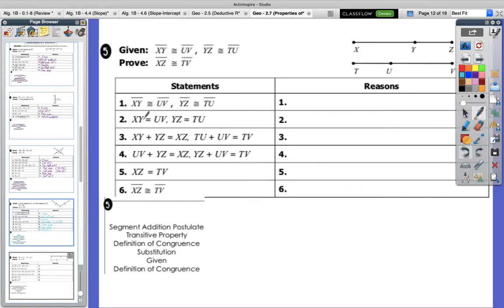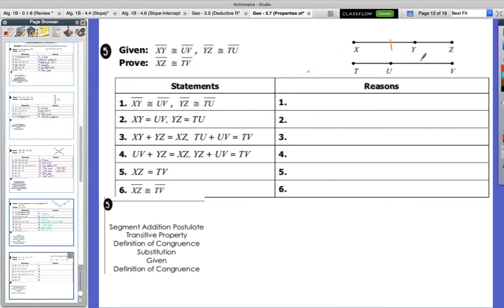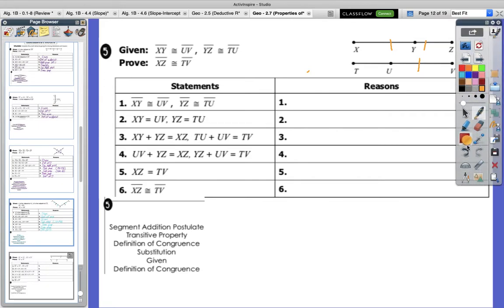On number 5, segment XY is congruent to segment UV, and segment YZ is congruent to segment TU. Well, let's mark what we know on our picture as well, okay? I think that can be very helpful. So XY is congruent to segment UV, and YZ is congruent to segment TU. Mixing up my letters. And so that is our given information in reason 1. And then we say, okay, well now instead of these segments being congruent, now their measures are equal. Definition of congruence.